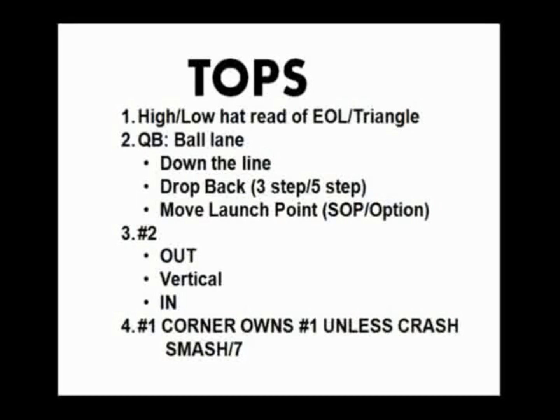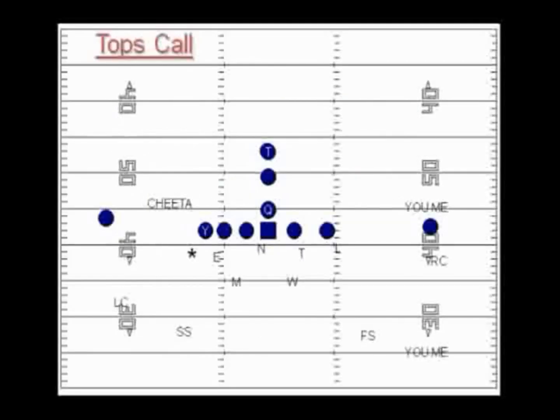Okay, this is good for the corners because they own number one unless he's flat. If he's underneath, he's shallow, then we'll make a crash call. If he goes inside and he's shallow, still make a cheetah call, to get the eyes of the star out. And if number one sits down, he's running a smash concept, and number two is running a corner route, then we need to get our corner depth to help on the outside piece of that corner route.